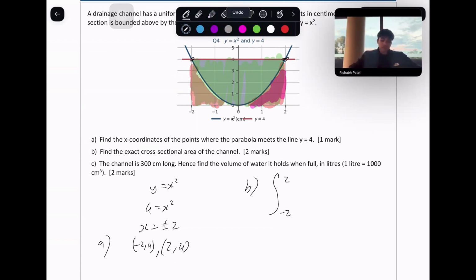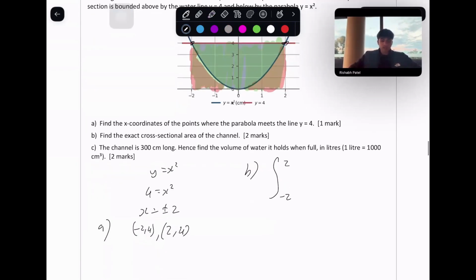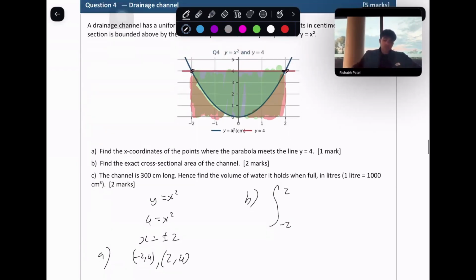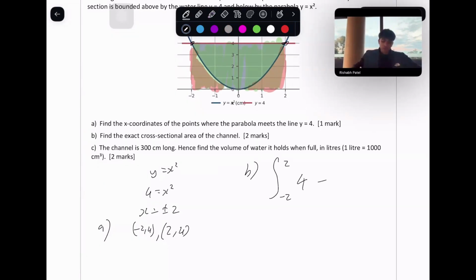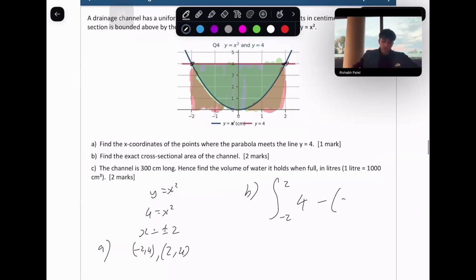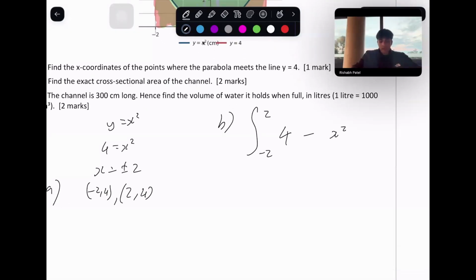So if you were to take away the integral of the parabola from the integral of the line, you would be given the drainage channel's cross-section, which is the same as finding the difference. Finding the area between two curves, you get the upper function minus the lower function. So in this case, our upper function is just y equals 4. So we end up going 4 minus the lower function, which is x squared. And integrating for this should give us our answer.